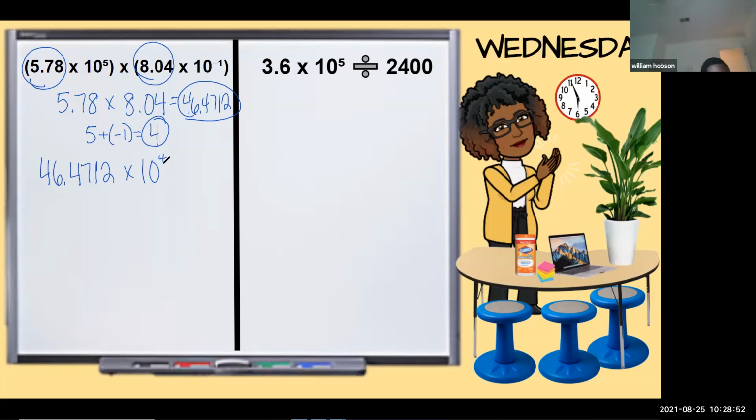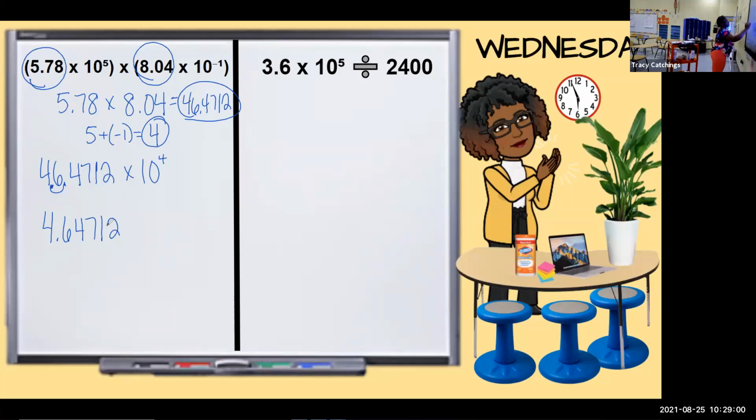No. So if we shift 1 to get one digit in the front, what are we going to do with that exponent? Add 1 to it. Good job.